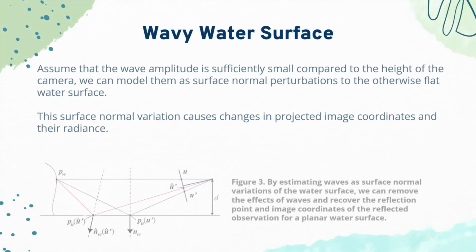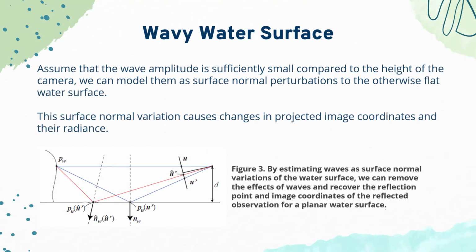On the other hand, wavy water surface has noticeable waves. We simultaneously estimate the geometry of the waves and the scene. As we can safely assume that the wave amplitude is sufficiently small compared to the height of the camera, we can model them as surface normal perturbations to the otherwise flat water surface.